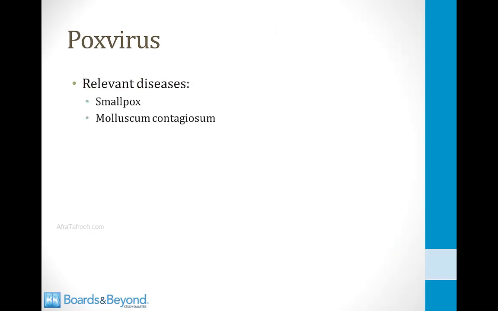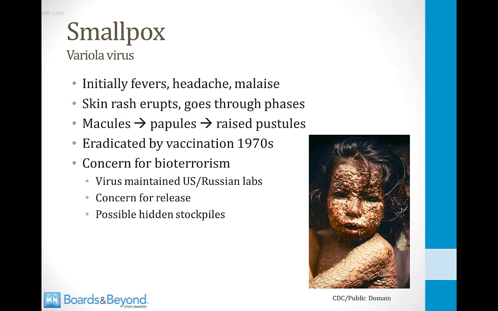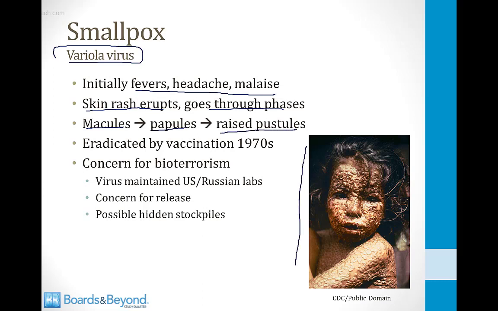There are two relevant human diseases caused by pox virus. The first one is smallpox and the second one is molluscum contagiosum. Smallpox is caused by a member of the pox virus family called the variola virus. Initially, patients who get a smallpox infection have nonspecific signs of inflammation like fevers, headache, and malaise. And then a characteristic skin rash erupts which goes through phases. There will be macules that evolve into papules and then become raised pustules.